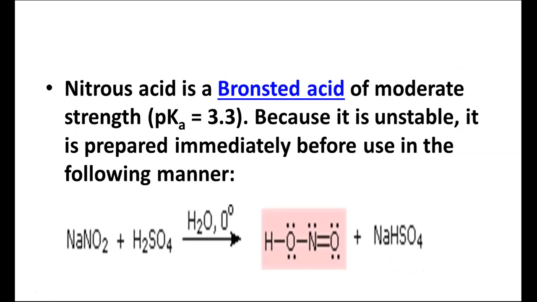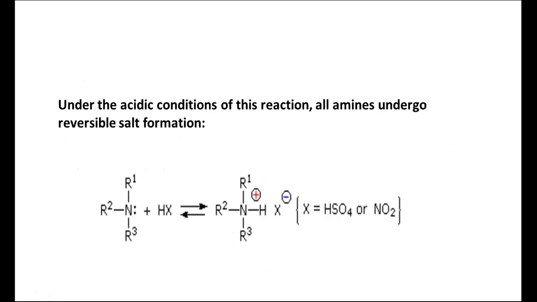Because it is unstable, it is prepared immediately before use in the following manner, as I told you just now. Either hydrochloric acid or sulfuric acid is added to sodium nitrite, and you will get nitrous acid, with the temperature maintained at around 0 degrees centigrade. This is an unstable acid, that's why it is prepared in situ. In situ means in the reaction itself.